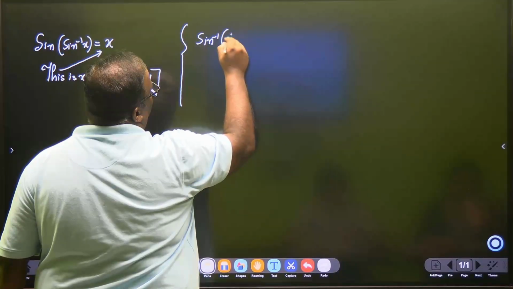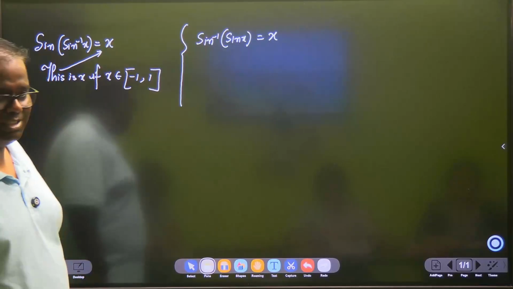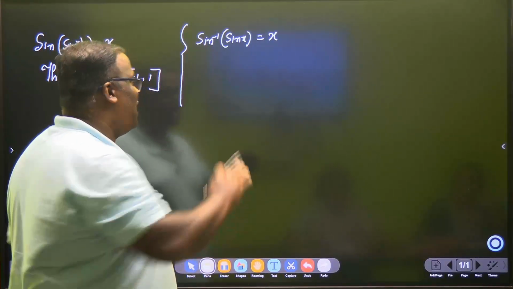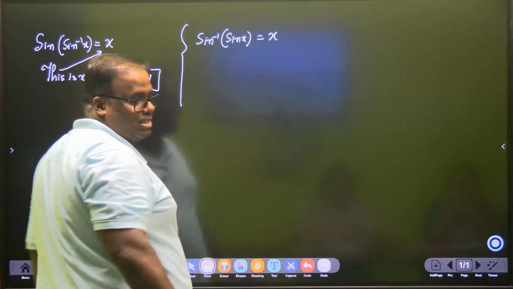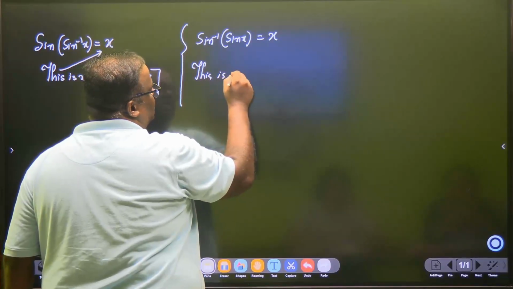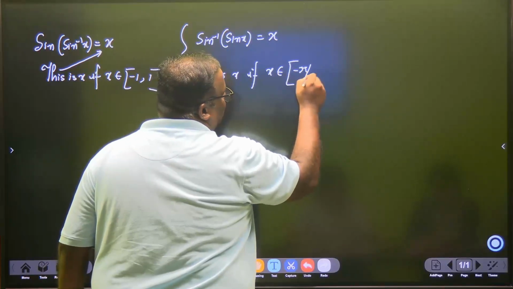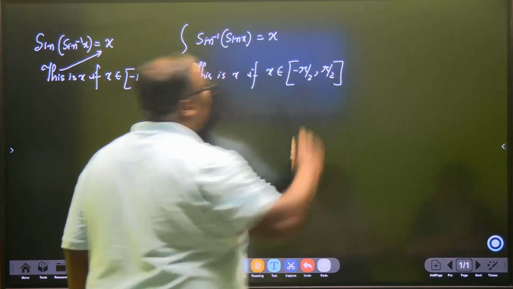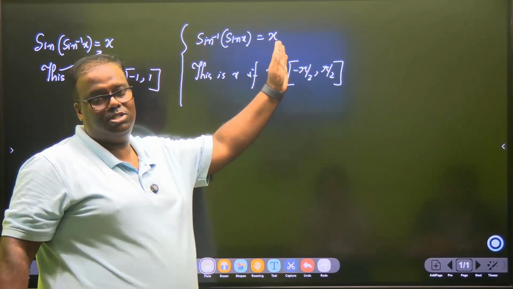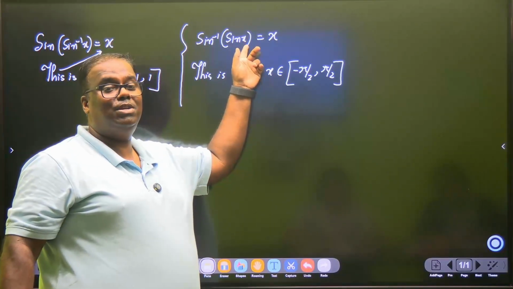Now, this is many times confused by children. Sine inverse of sine x. You will say, sir, this is also x, right? But now this is an inverse function. Sine inverse something is equal to x. Then I will say, this is x if x belongs to -pi by 2 to pi by 2. Just see. Sine inverse, whatever you're getting this side is known as the range. What is the principal range of sine inverse? -pi by 2 to pi by 2.